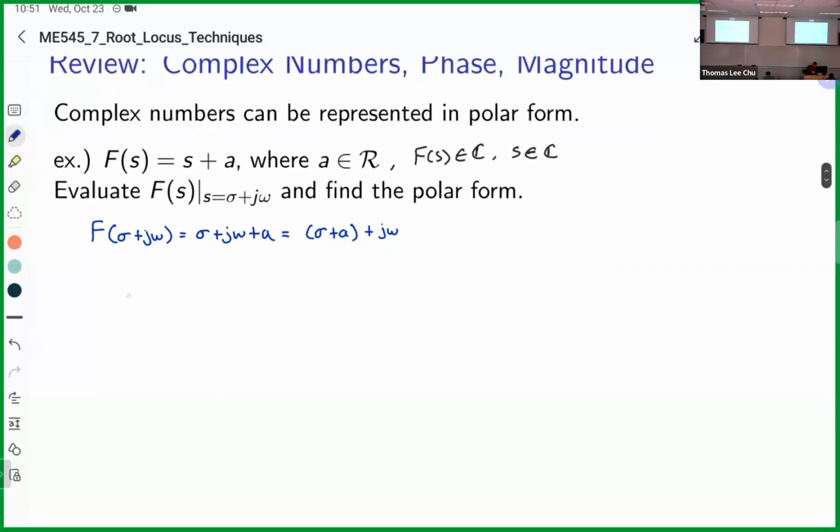And then now when I draw this on a complex plane, where I have my imaginary component, I have my real component, then this point here is going to be the real component, sigma plus A. And here we're going to assume that A is positive. And then this part is my frequency component.